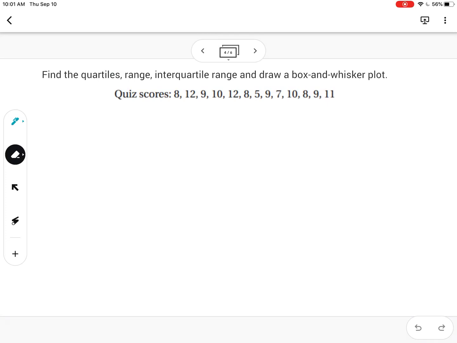Hi guys, I wanted to provide an example online just so you can reference a video and walk through with the direct guidance of how to find the quartiles, the range, the interquartile range, and drawing a box and whisker plot. So I'm going to do this one massive example just so you can reference it in case you are still struggling with this concept.